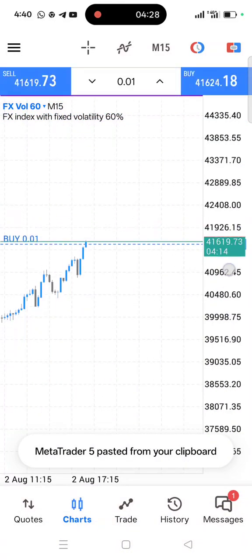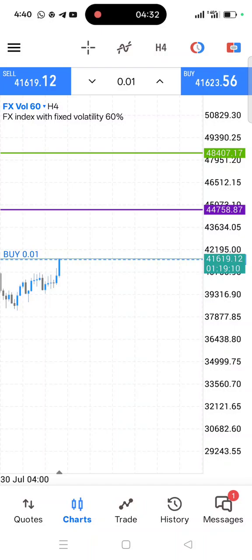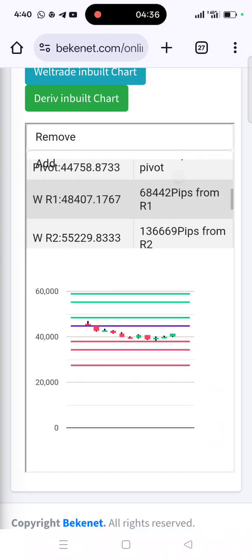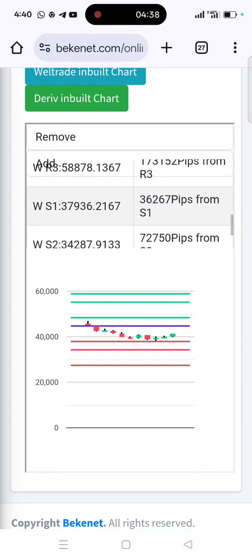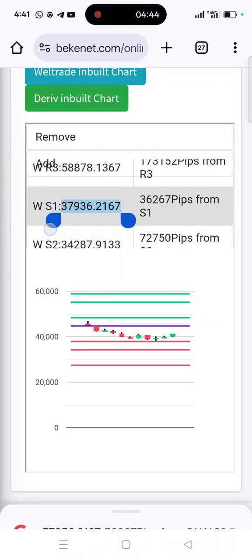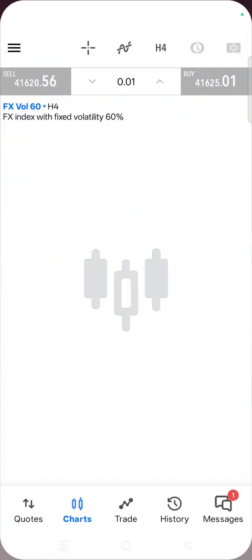Okay, so let me take it to like 4 hours. So this is the next, let me drop the support. I'm not going to put everything. So okay, WX1 is weekly key level. We are looking at the support now. So let me copy. I'm going to drop it.